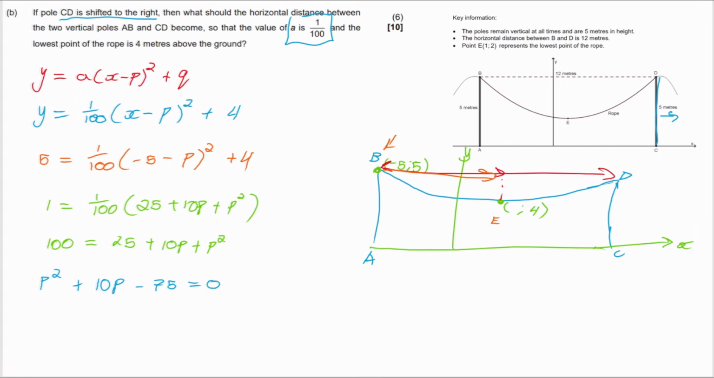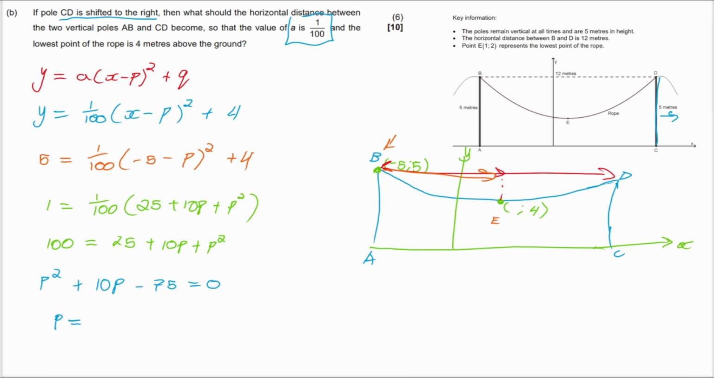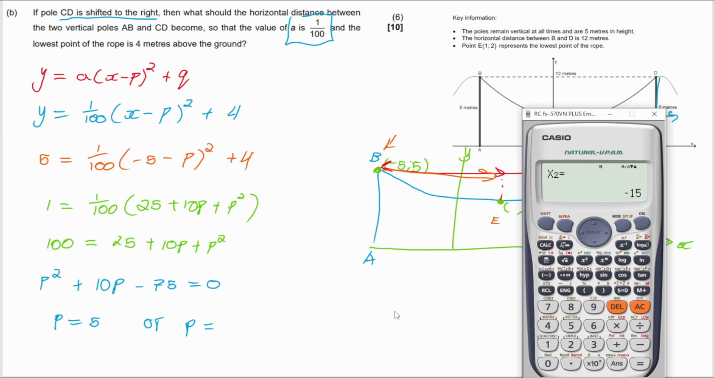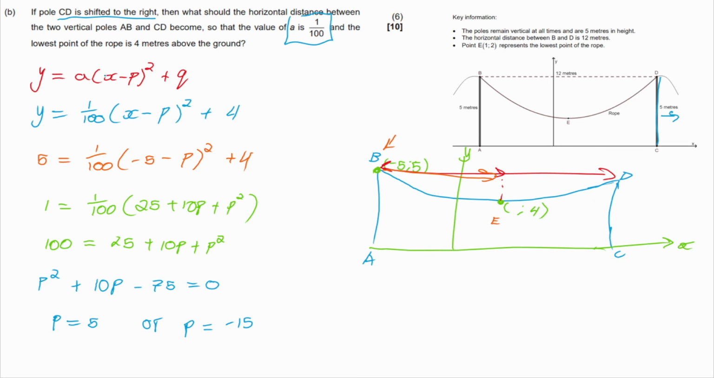So what I can do is use my calculator. I just go mode. Remember, you could use the quadratic formula or your calculator here. I go mode 5 for equation, 3 for quadratic, and the coefficient of p squared is 1, then 10, then negative 75. I press equals. So one of my possible p's is p equals 5, or p equals negative 15. Okay, only one of these is valid.